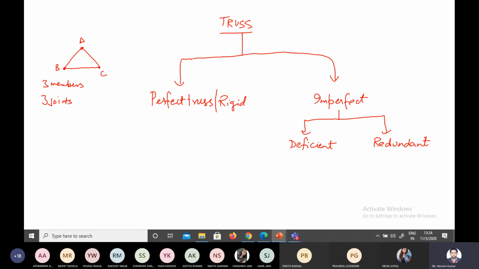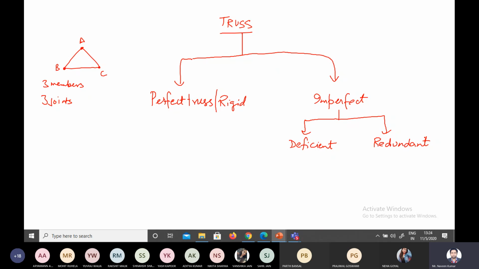If anybody asks you in the viva or in an examination, 1 or 2 marks theory, what is truss and classify the truss, then you have to make this chart. Truss is classified into two parts. One is perfect truss or rigid truss, and the second one is imperfect truss. And imperfect truss is further divided into two parts: one is deficient truss, and the second one is redundant truss.